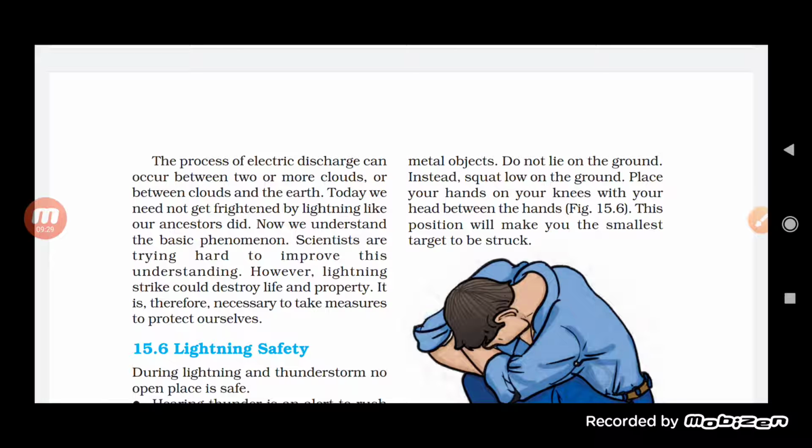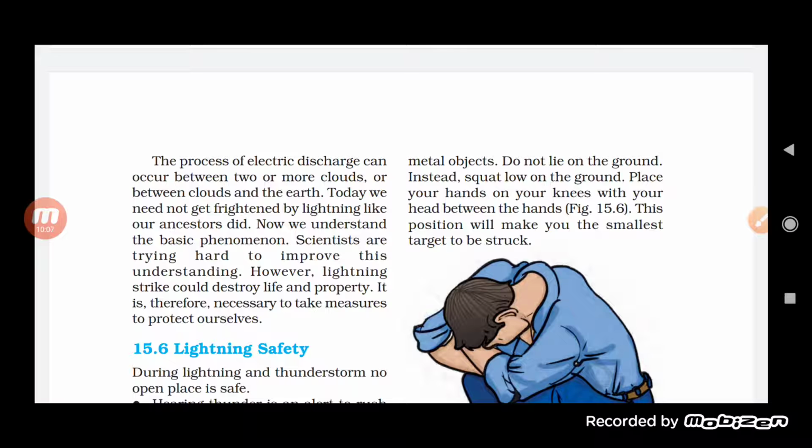Now we have understood the basic phenomenon, the cause behind lightning. Earlier we were very afraid of it, but we have now understood the basic phenomenon behind lightning. Although we know how lightning occurs, we must know that lightning can destroy the life and property of a person. So it is important to take the necessary measures to protect ourselves from metal objects, especially if lightning is occurring.